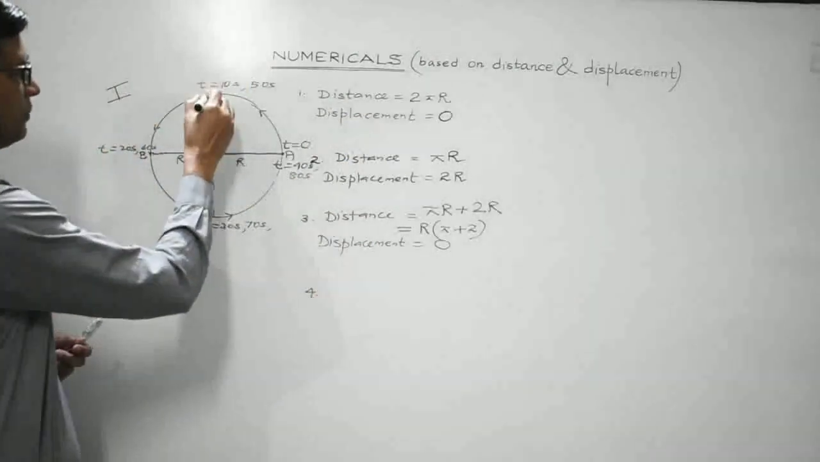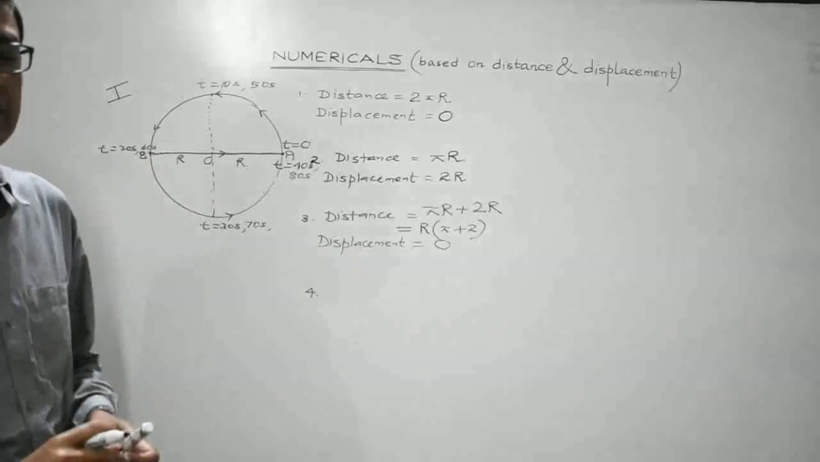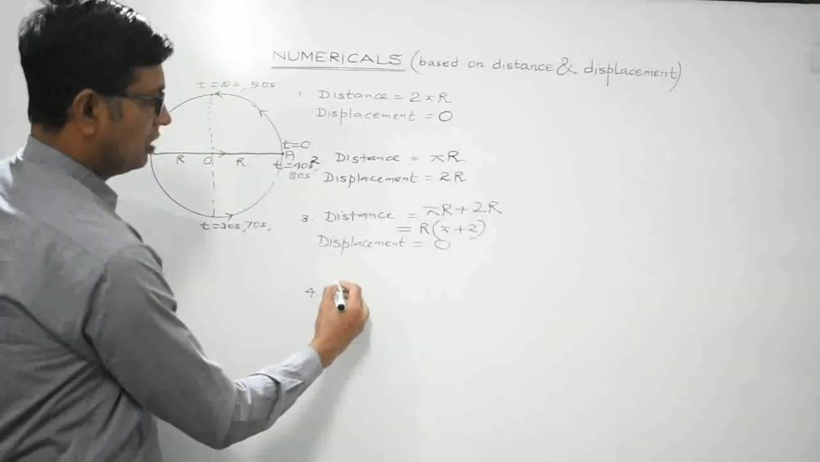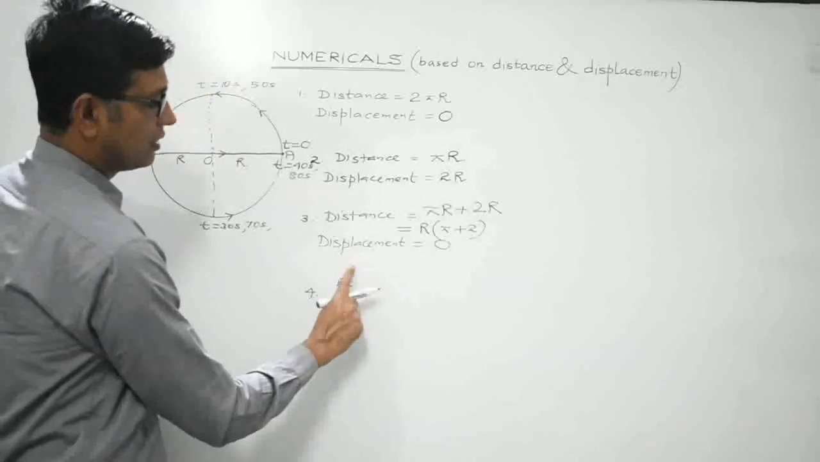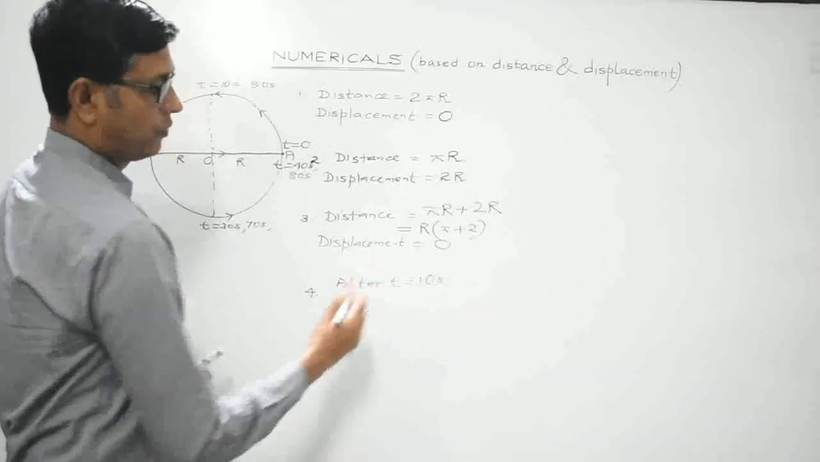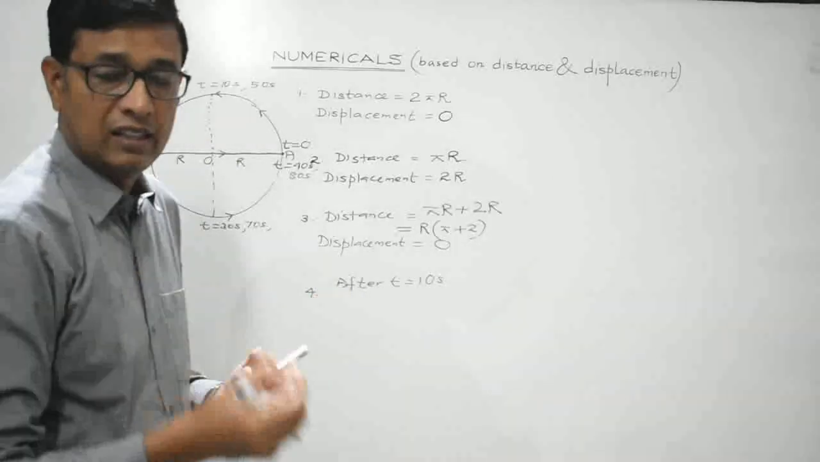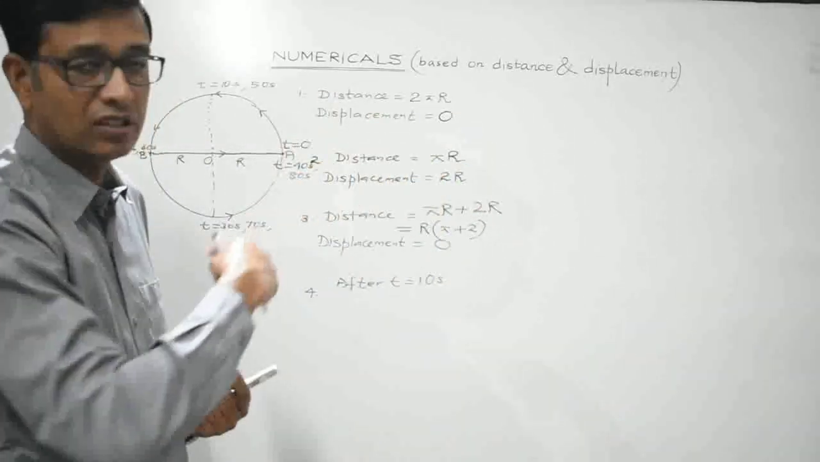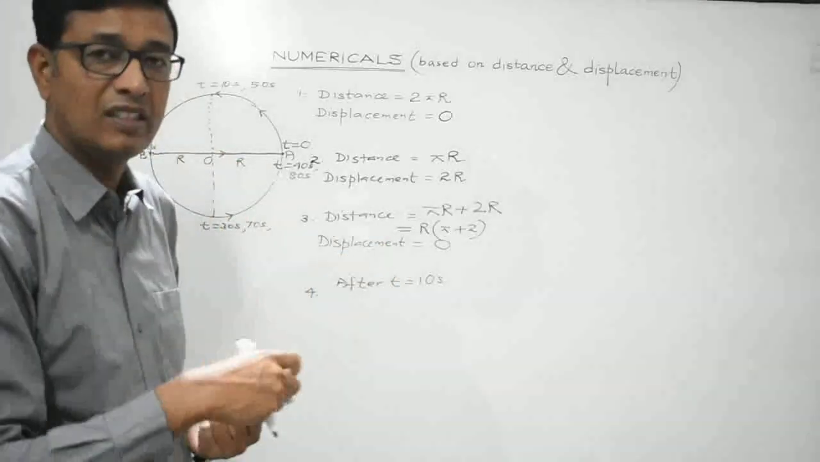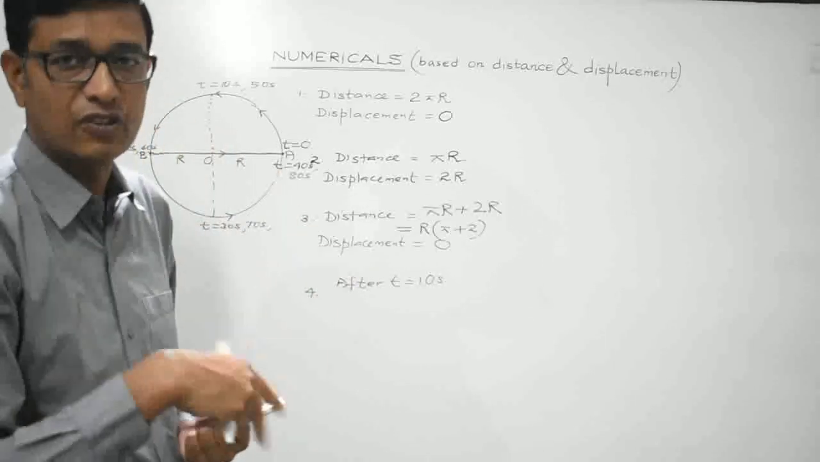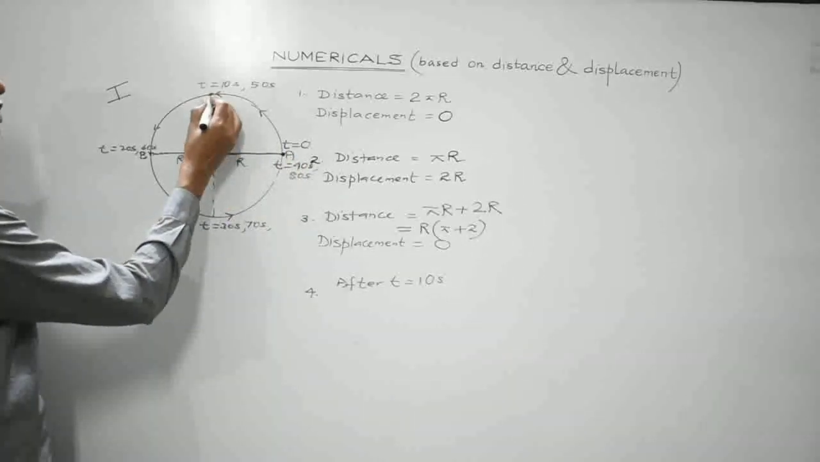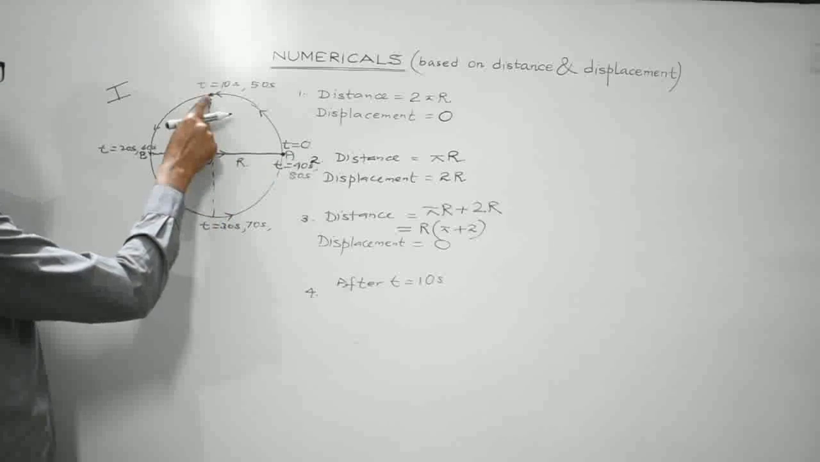Now the question is, what will be the distance and displacement of the athlete after t equals 10 seconds? So the question is, an athlete having uniform speed moves along the circular track and is able to complete one round in 40 seconds. What will be the distance and displacement after t equals 10 seconds after his start? So after 10 seconds, if the athlete starts from this point, he will be able to reach this particular point.